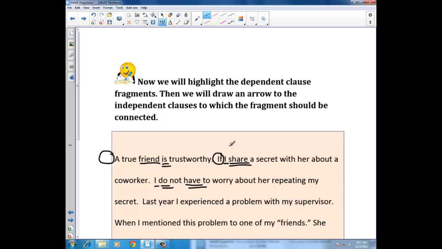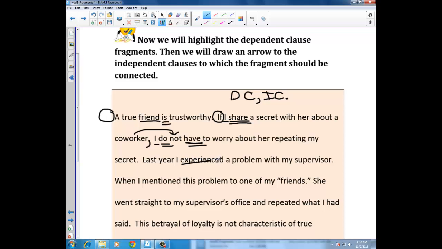And you've already learned the pattern, which I'm going to write up here, that if you have the dependent clause coming first, you have a comma, and then you have the independent clause, followed by the period. So I'm going to make a comma here and draw the arrow between the two. Last year I experienced a problem with my supervisor. Verb, experienced, subject, I, but last year is not a subordinating conjunction.